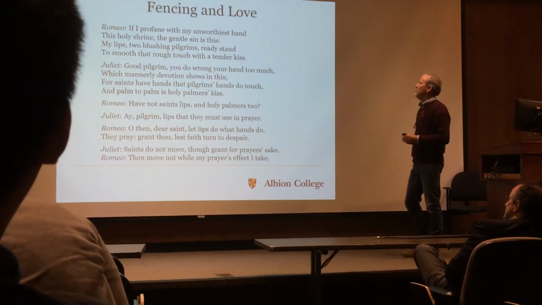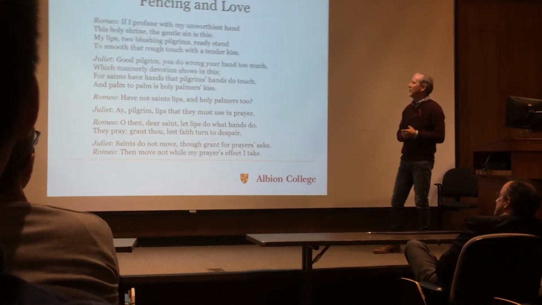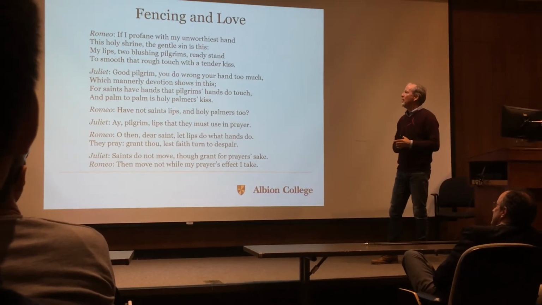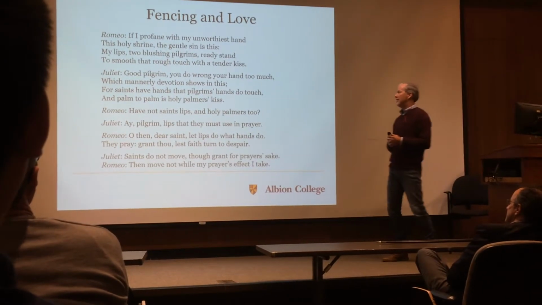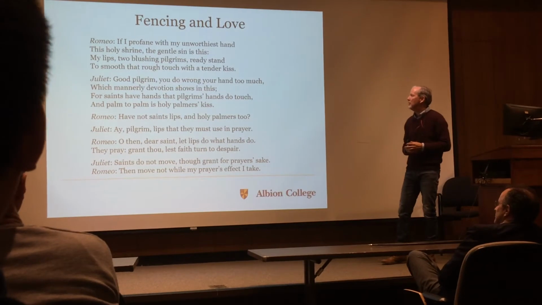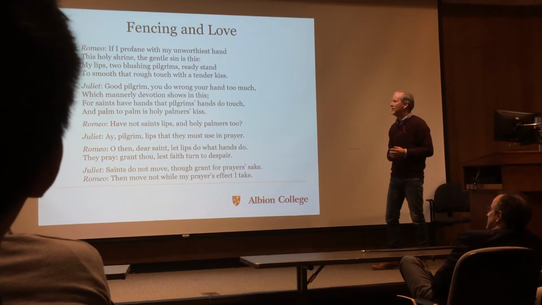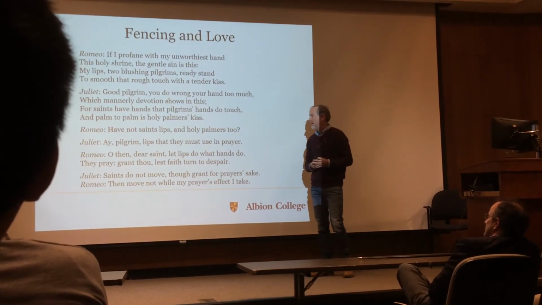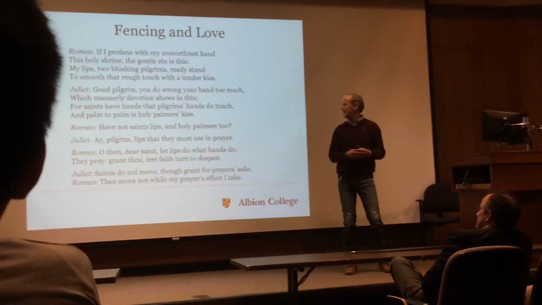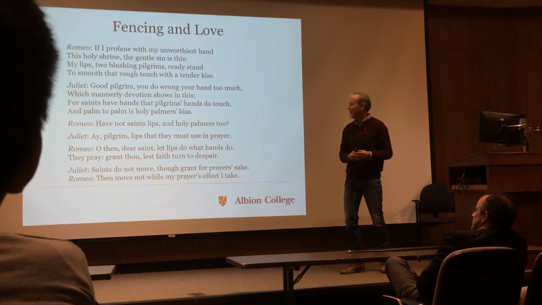Romeo says, "If I profane with my unworthiest hand this holy shrine, the gentle sin is this: my lips, two blushing pilgrims, ready stand to smooth that rough touch with a tender kiss." Juliet says, "Good pilgrim, you do wrong your hand too much, which mannerly devotion shows in this. For saints have hands that pilgrims' hands do touch, and palm to palm is holy palmers' kiss." Romeo says, "Have not saints lips, and holy palmers too?" "Aye, pilgrim, lips that they must use in prayer."